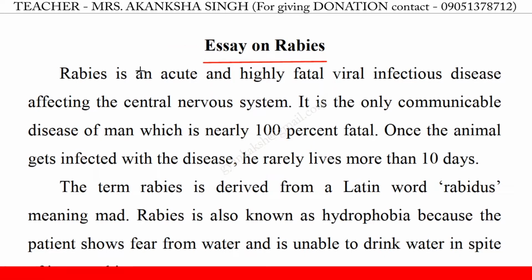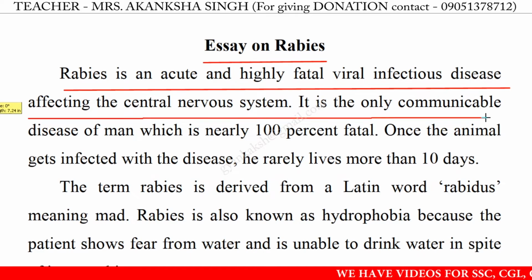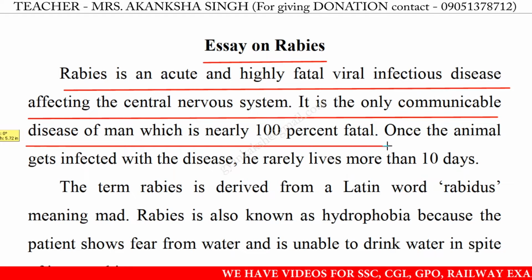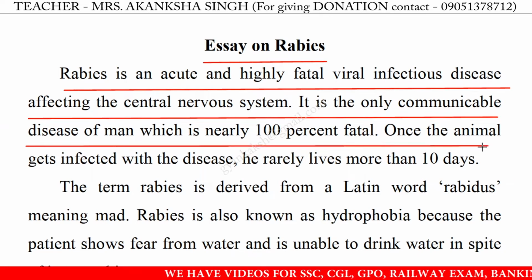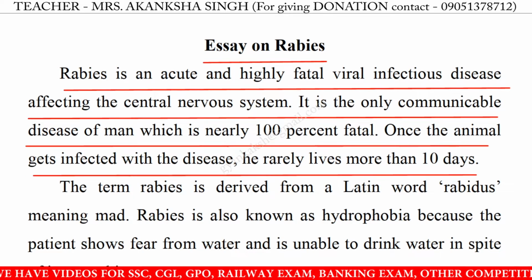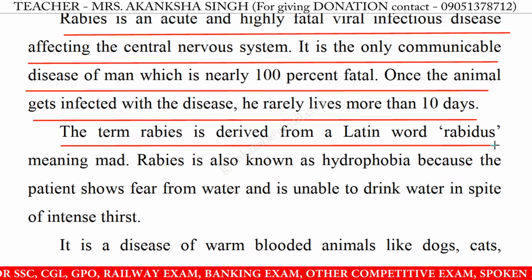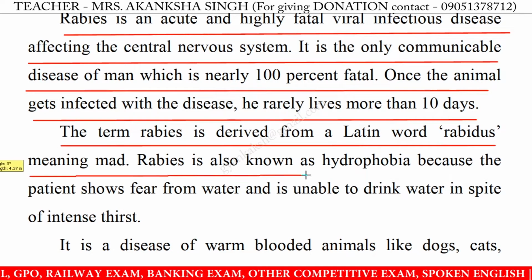Essay on rabies. Rabies is an acute and highly fatal viral infectious disease affecting the central nervous system. It is the only communicable disease of man which is nearly 100% fatal. Once the animal gets infected with the disease, he rarely lives more than 10 days. The term rabies is derived from a Latin word rabhas, meaning mad.